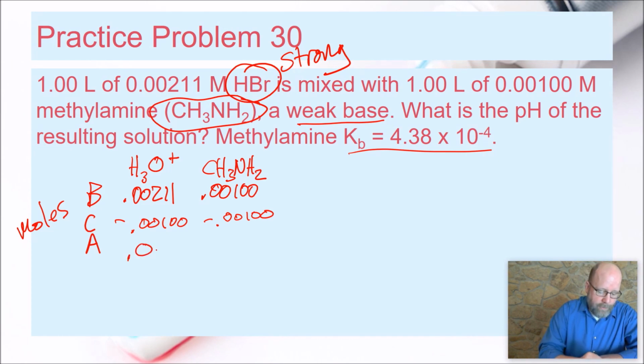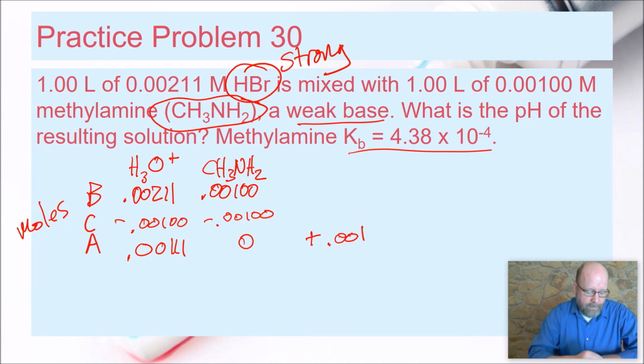This is 0.00111, and this is 0. And there would be of the conjugate acid of that base right there 0.001. But again, it's going to be so weak compared to this strong acid here. It's negligible. It's not going to make any difference at all. I've got this, so all I have to do is find the pH.